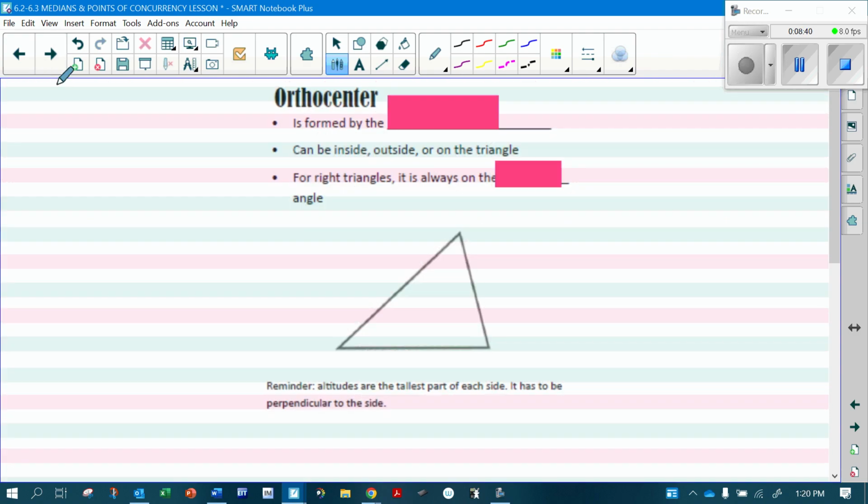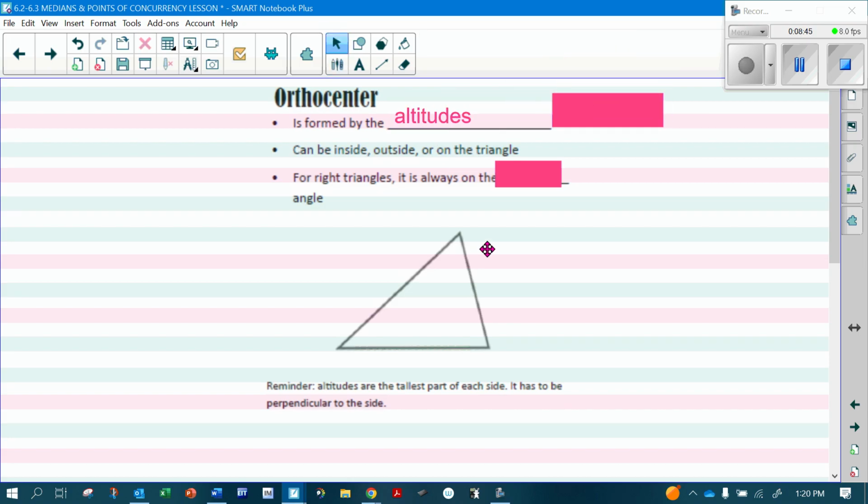All right, and then our last one is our orthocenter. The orthocenter is formed by all your altitudes. So if you draw all your perpendicular lines, it can be inside, outside, or on the triangle. It's going to be inside when it's acute. It's going to be outside when it's obtuse. And it's going to be on the triangle when it's a right triangle. And it will always be at the right angle. Okay, so if you had a right triangle, the orthocenter is at the right angle. The circumcenter in a right triangle is the midpoint of the hypotenuse, so that one gets kind of tricky.